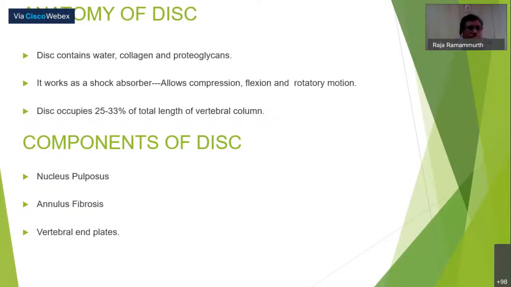Next, let me speak about the components of the disc. The disc consists of the nucleus pulposus as the center area, then the annulus fibrosus, which is encircling the nucleus pulposus, and the vertebral endplate.